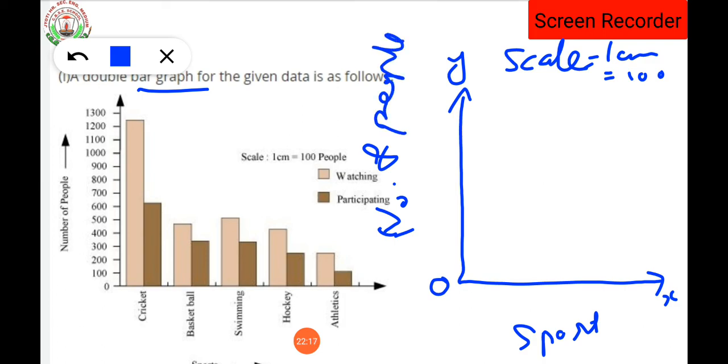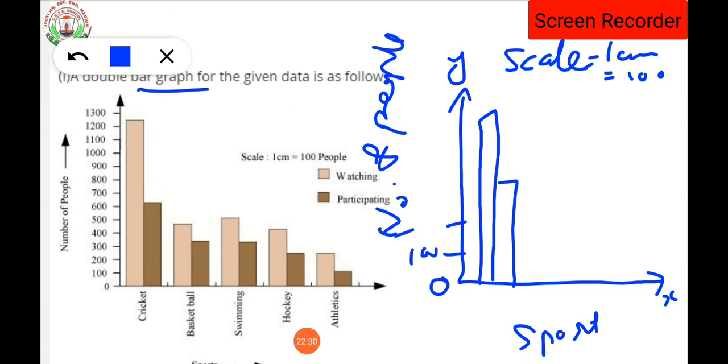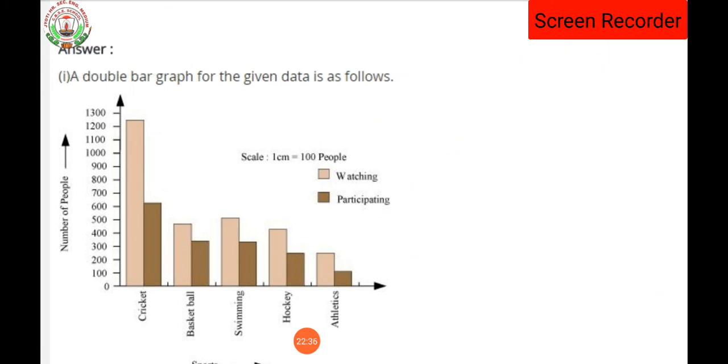Then first is cricket. The number of people going to watch is 1240, and participants are 620. So here it will be 0, 100, 200, 300, 400. Like this we are going to mark and draw the graph. Clear? So this is the graph.